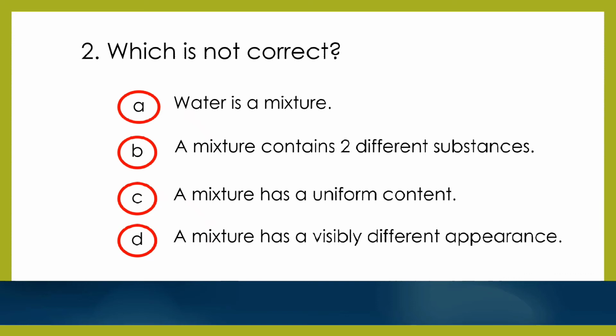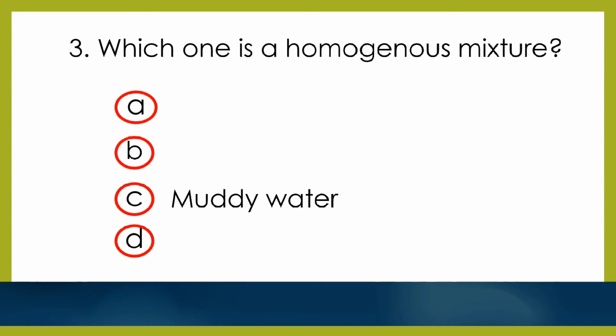I hope you're ready to move to the next item. Now we have number 3. Which one is a homogeneous mixture? Again, class, when we say homogeneous, meaning one, meaning they are uniform in appearance.